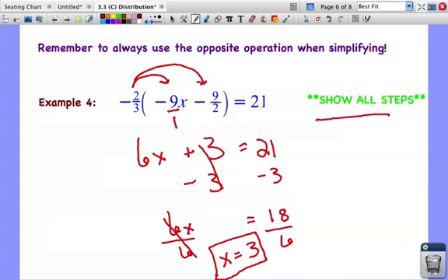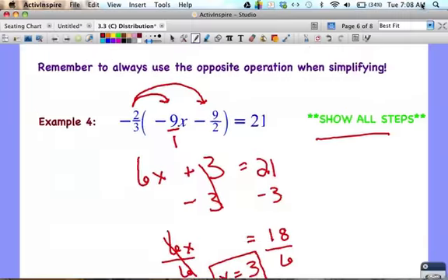Okay, and that's it for solving equations with the distributive property. The biggest thing, you guys, is just distribute first, and then you can use the steps we learned before to simplify. Okay, good luck on this lesson, and I hope everybody has an awesome day.